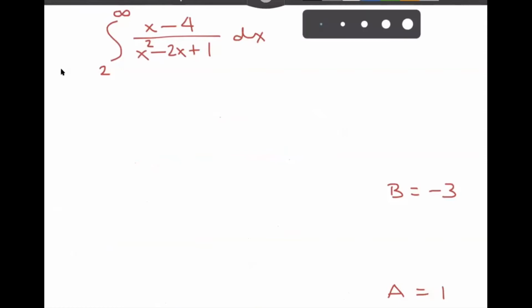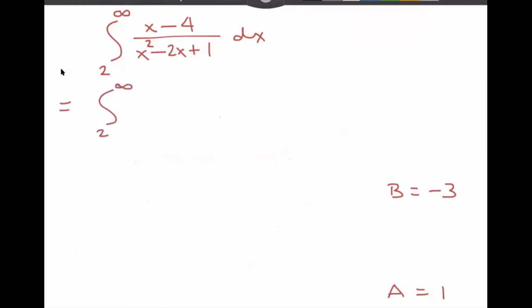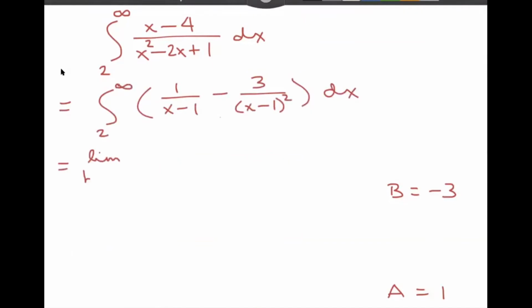Okay, so that means we're going to rewrite this integral as integral 2 to infinity of 1 over x minus 1 minus 3 over x minus 1 squared. Okay, writing that integral as a limit. I said I was going to find the antiderivative first, but actually now that we've got it written in this form, this antiderivative will be very easy.